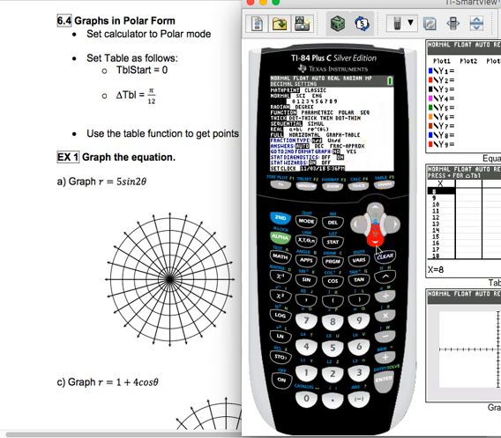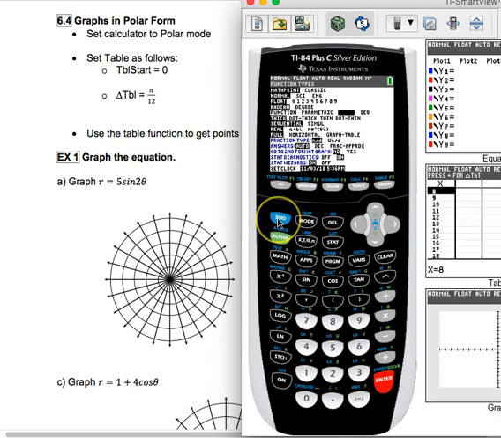Maybe if it'll let me. Come on. Down one more. You can do it. There we go. It was being a little fickle there. Scroll over to polar and press enter. So we are no longer graphing in function mode. We are graphing in polar mode.